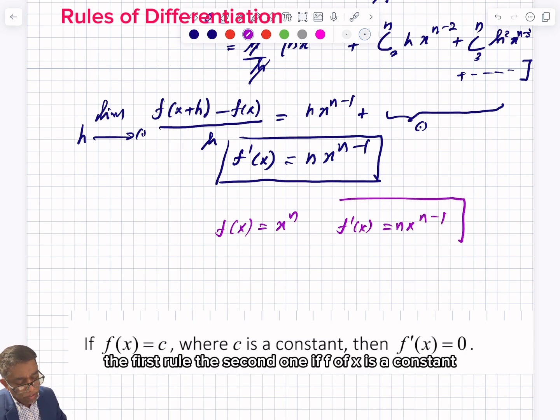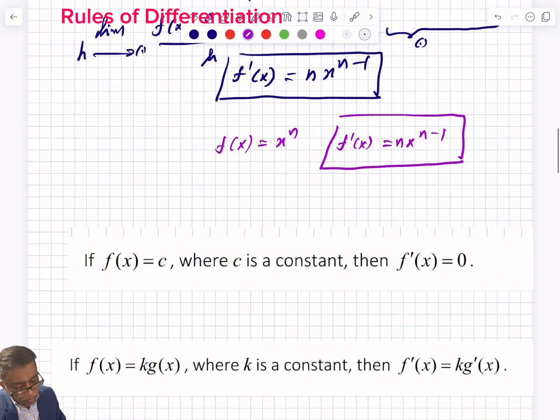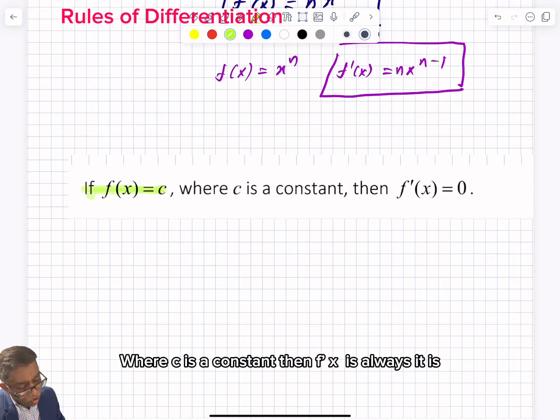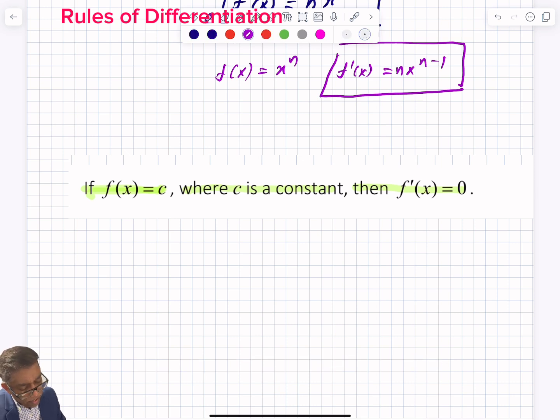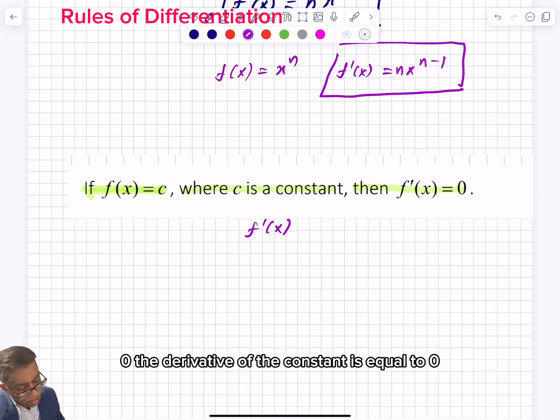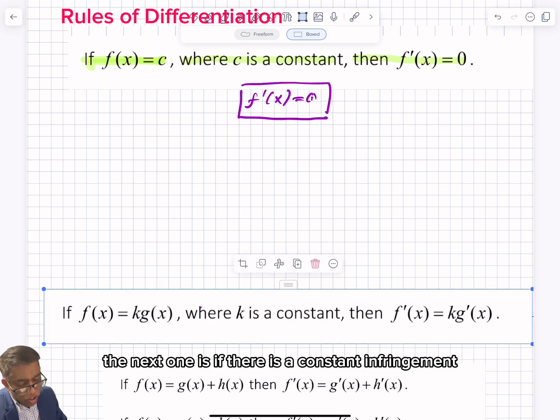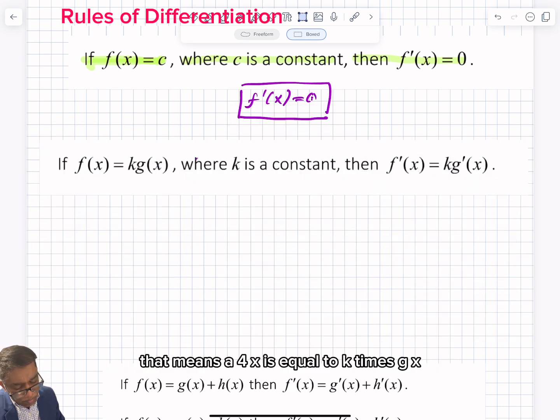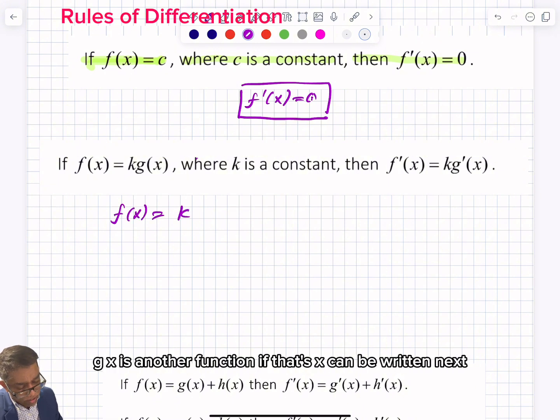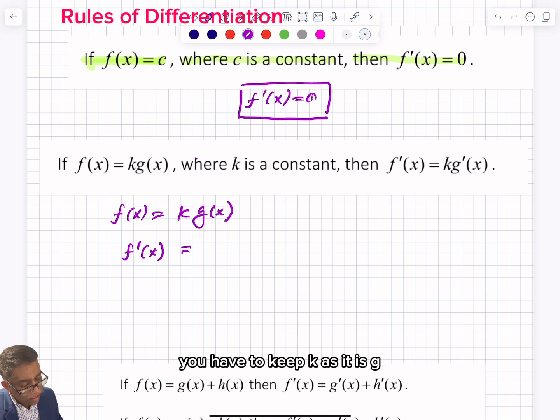The second one is if f(x) is a constant c, then f'(x) is always 0. The derivative of a constant is equal to 0. The next one is if there is a constant in front, that means f(x) is equal to k times g(x), where g(x) is another function. f'(x) can be written as k, kept as it is, times g'(x).